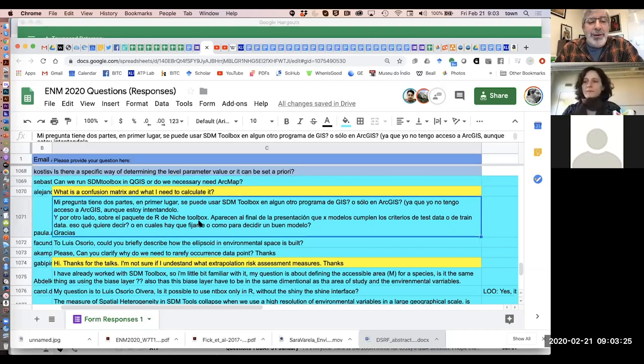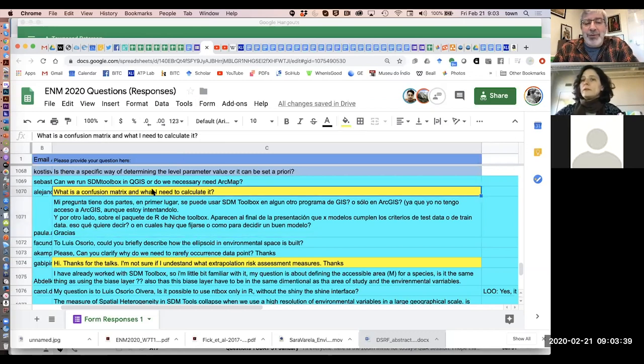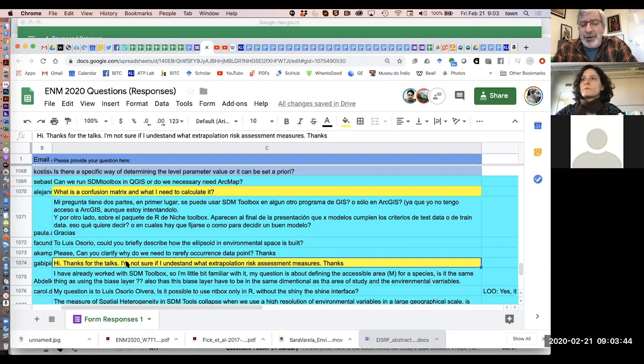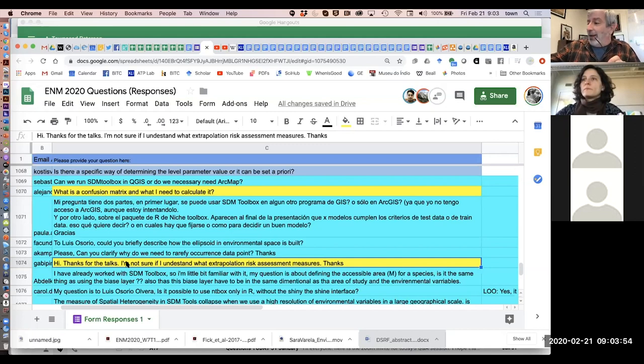There are some things among the questions where I think the completeness of these two tools got us out in front of ourselves. For example, there was a question about what a confusion matrix is and what I need to calculate it, and one about extrapolation risk assessment. If you're new to this field, it's perfectly okay if you don't know what those are, because we'll be dealing with them in a few weeks.